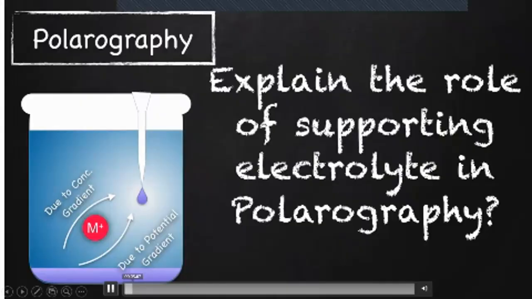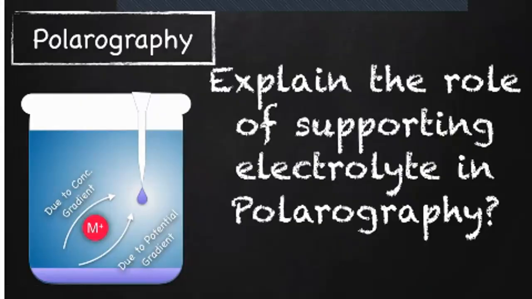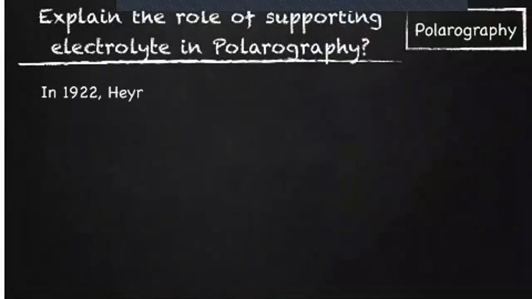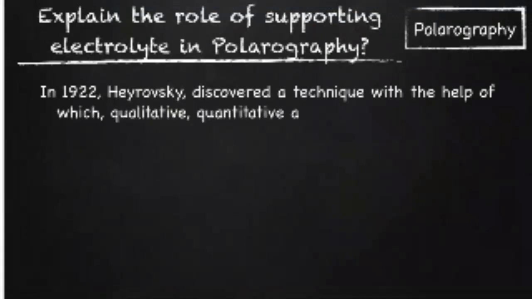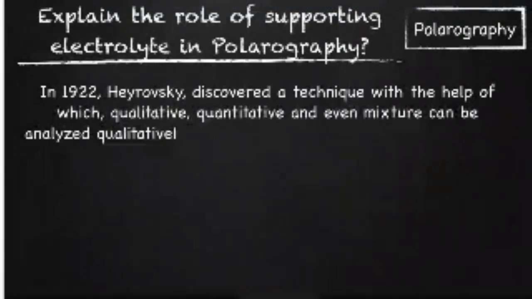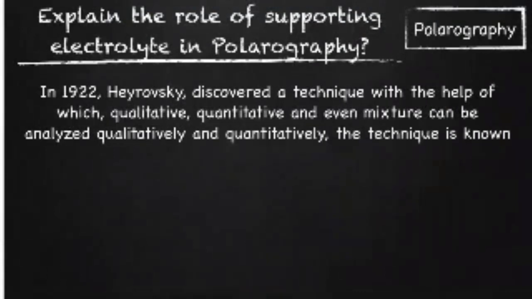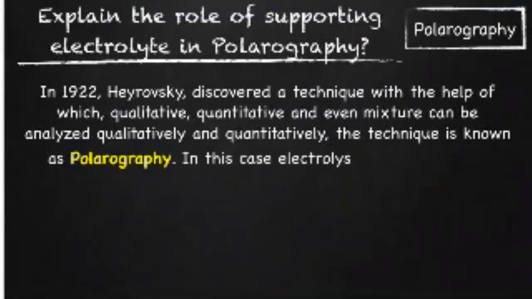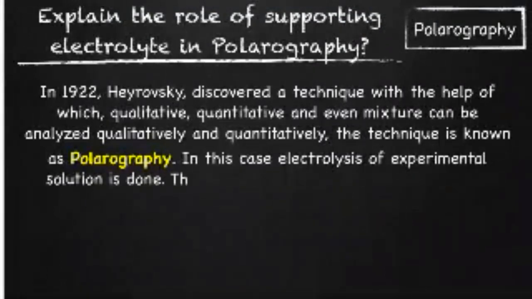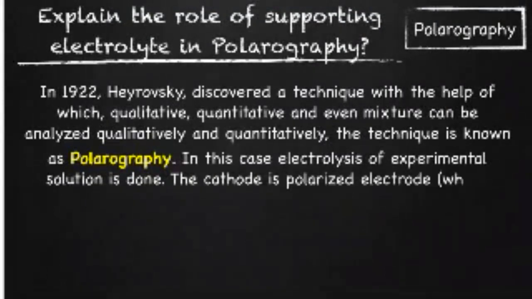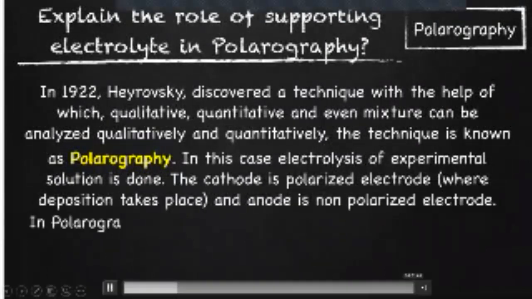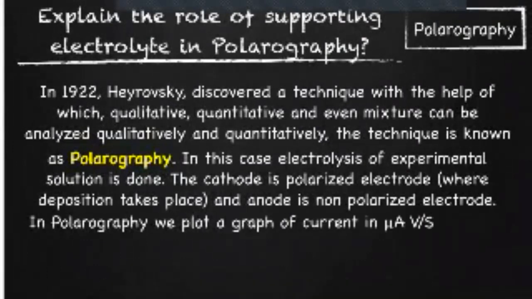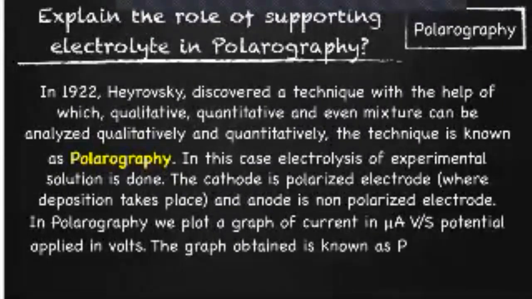Explain the role of supporting electrolyte in polarography. In 1922, Heyrovsky discovered a technique with the help of which qualitative, quantitative, and even mixtures can be analyzed qualitatively and quantitatively. The technique is known as polarography. In this case, electrolysis of the experimental solution is done. The cathode is a polarized electrode where deposition takes place, and the anode is a non-polarized electrode. In polarography, we plot a graph of current in microamps versus potential applied in volts. The graph obtained is known as a polarogram.